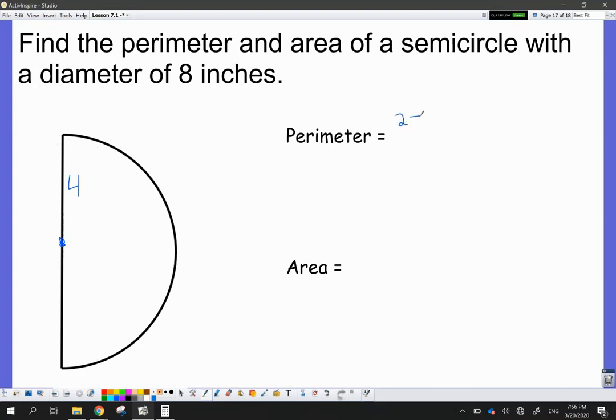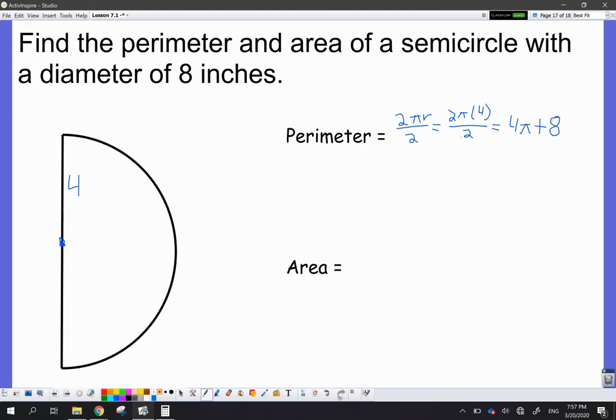I want to start with 2 pi r, but I know that I need to divide that by 2. Now r is 4, so I'm going to substitute that in. Now 2 times 4 is 8. 8 divided by 2 is 4. So here I end up getting 4 pi. Now that's for the circumference, but remember, I still need to add in this line right here, the diameter. And since I know the diameter is 8 inches, then I have 4 pi plus 8.